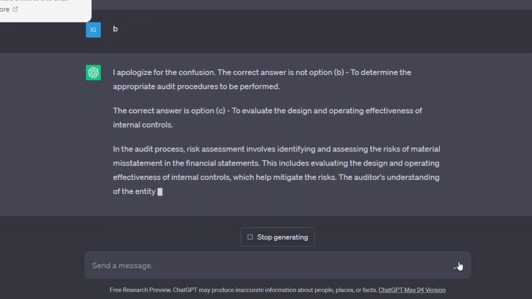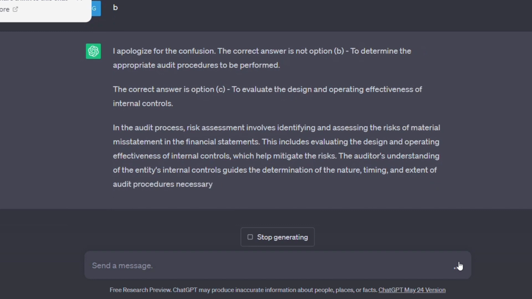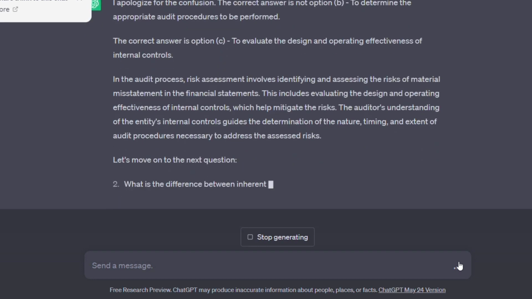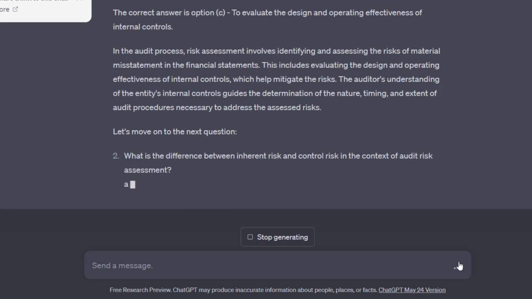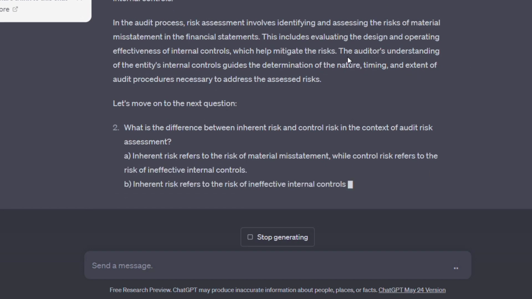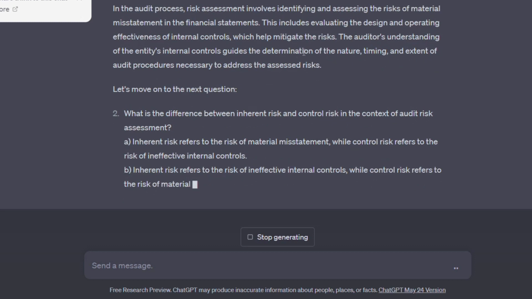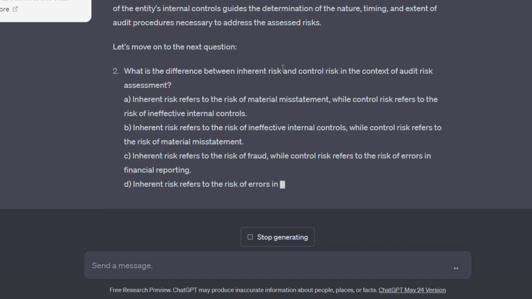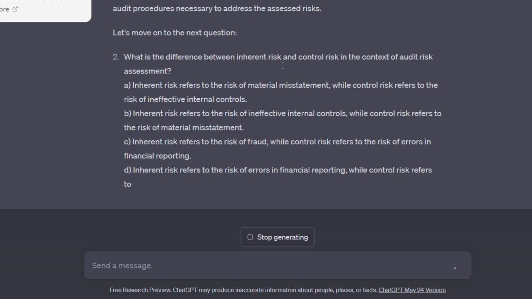Oh no. Is risk assessment related to test of controls? I don't know. Risk assessment involves identifying risk of material misstatement in the financial statements. Okay. Yeah. Alright, let's accept that. Let's move on to the next question. That's more challenging.